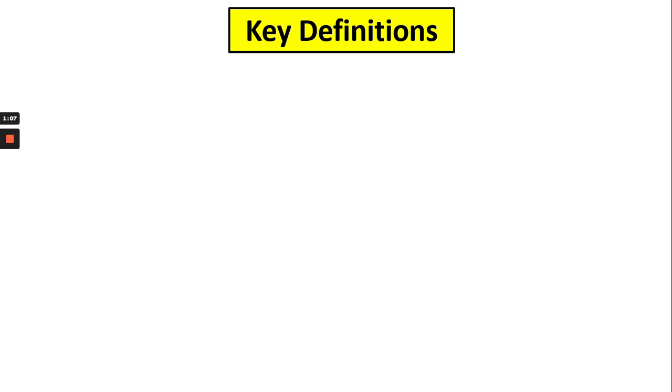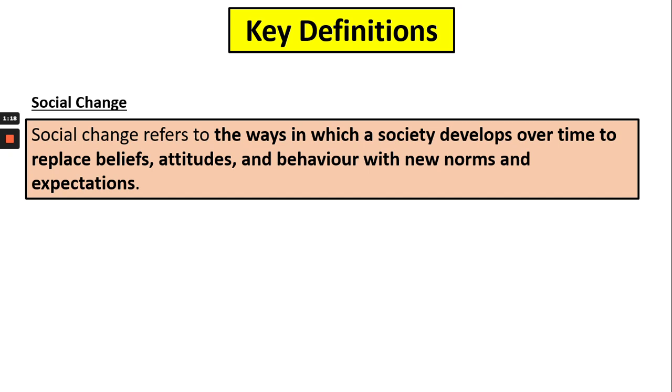Right, before we start, the key thing is knowing what your definitions are, and it's very useful to know what social change is. Social change refers to the ways in which a society develops over time, replacing things like their beliefs, attitudes and behaviour with new norms and expectations. In a nutshell, society used to do that and it's no longer doing that.